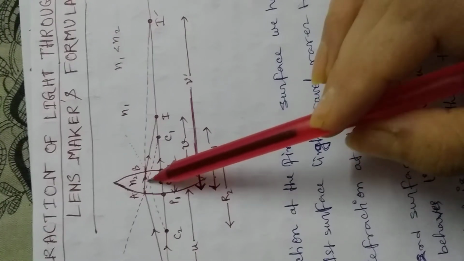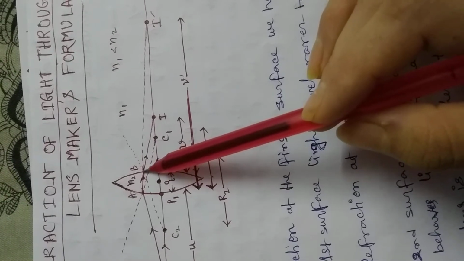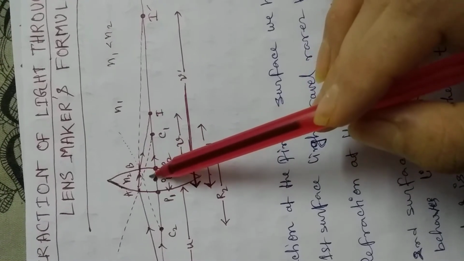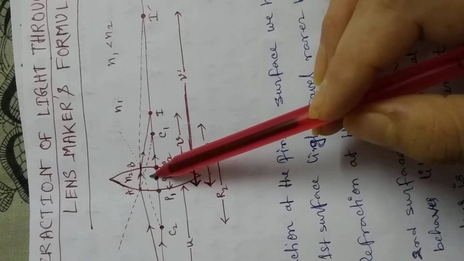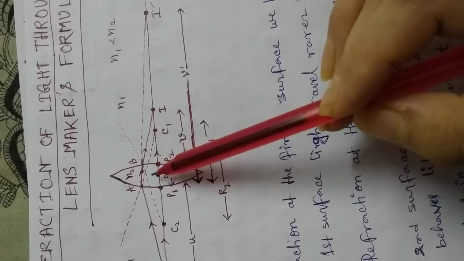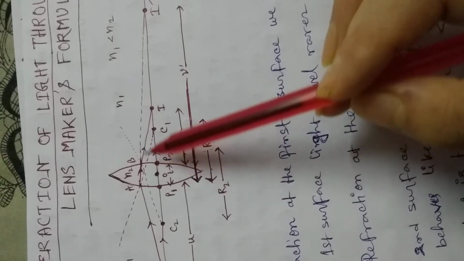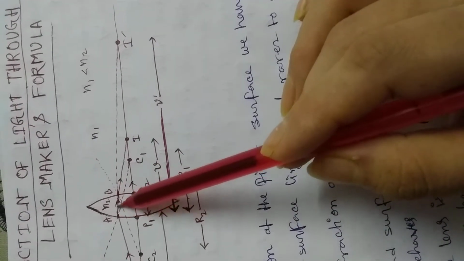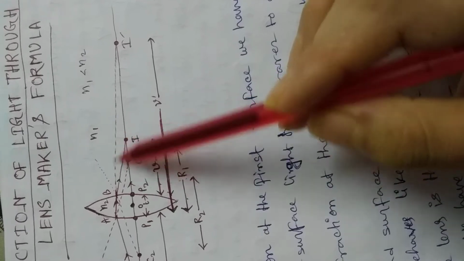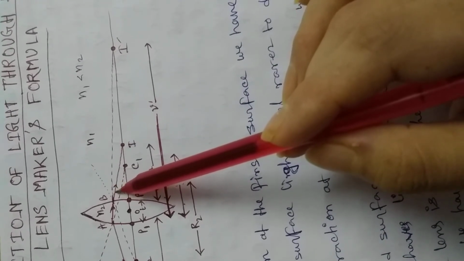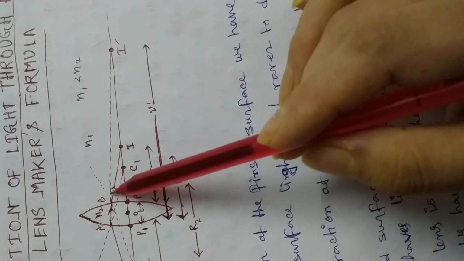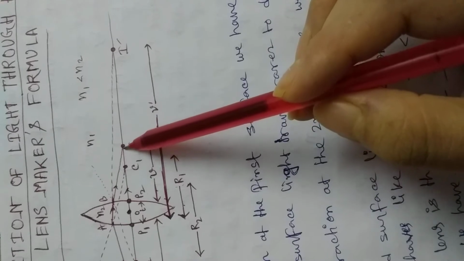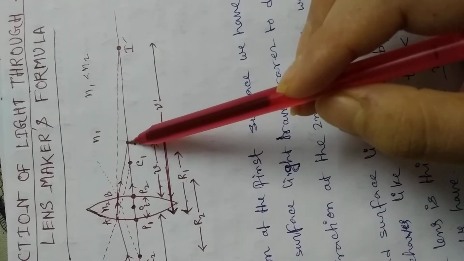Then when the ray is incident at point B, it is refracted again, and in this situation the ray travels from the denser medium to the rarer medium, because n2 to n1. We know that this is the actual path of this ray. Then the ray bends away from the normal and finally meets at point I.